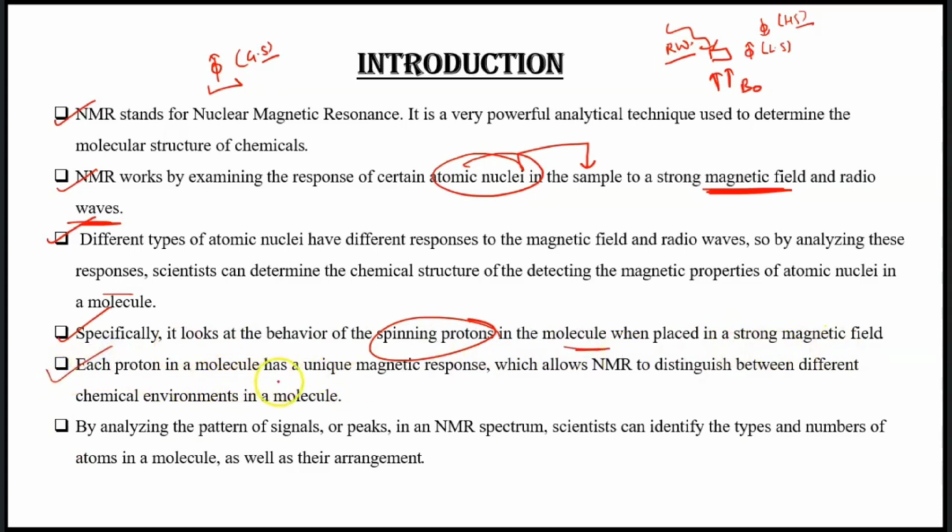Now, each proton in a molecule has a unique magnetic response, thereby allowing the NMR to distinguish between different chemical environments. तो अगर आपके पास ये example है CH3, CH2, Cl, तो ये आपका अलग response दिखाएगा, ये अलग response बताएगा, और उसके according आप बता पाओगे कि हाँ आपके sample में जो भी प्रोटोन है, CH2 मिथाइलिन प्रोटोन या मिथाइल प्रोटोन है, वो इस पर्टिकुलर जगह पे प्रेजेंट है, वो आप इसके थ्रू बता सकते हो.